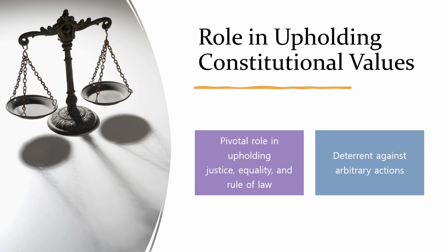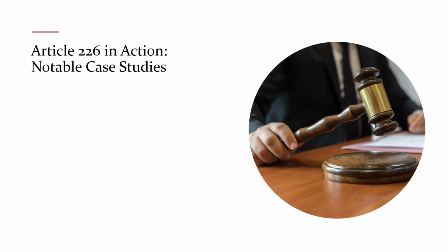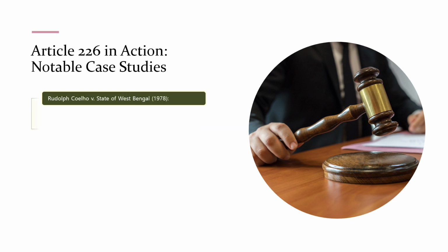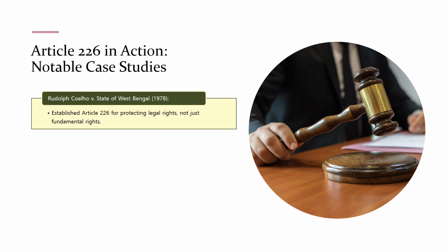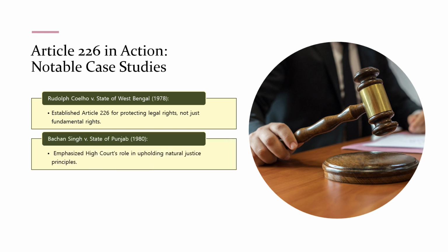The practical application of Article 226 is exemplified in a number of landmark cases that have shaped the contours of writ jurisprudence. Let's explore a few notable examples. Rudolph Sheo versus State of West Bengal, 1978. This case established the principle that Article 226 can be invoked to protect not only fundamental rights but also other legal rights. Bachchan Singh versus State of Punjab, 1980.